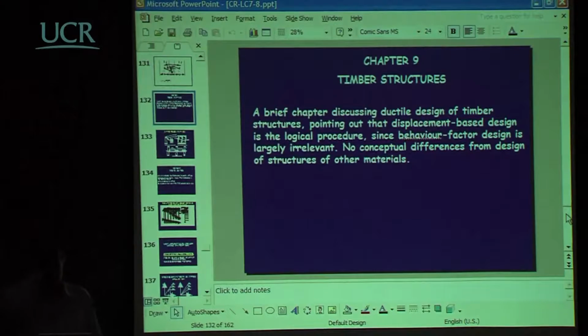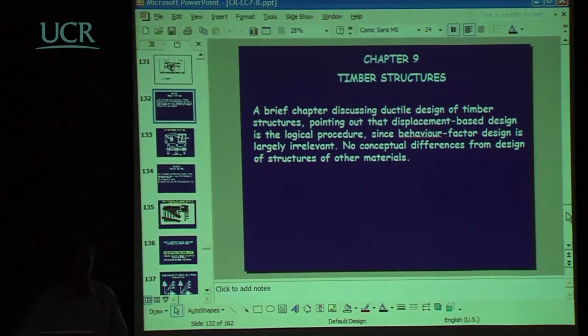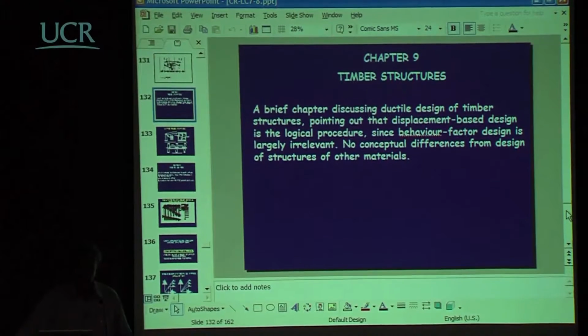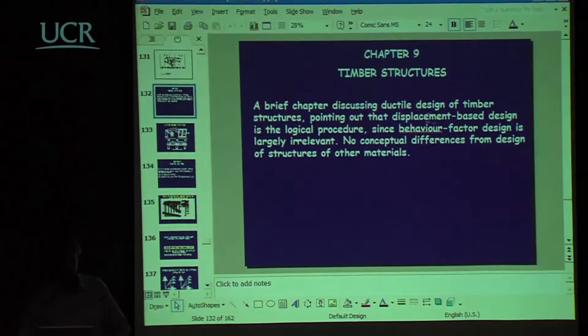Okay, I'd like to emphasize in this final session, I'm going to get back to assessment, but particularly talking about inelastic time history analysis, which is clearly the best way to do seismic assessment. I'd like to emphasize that we haven't covered in these presentations a couple of aspects. In particular, we haven't looked at timber structures.